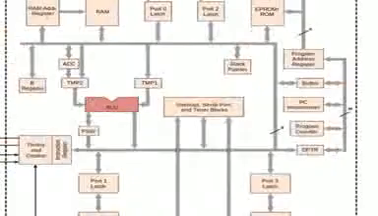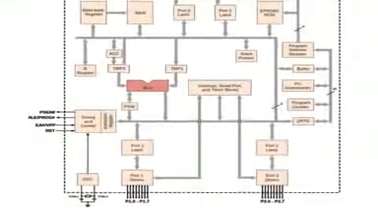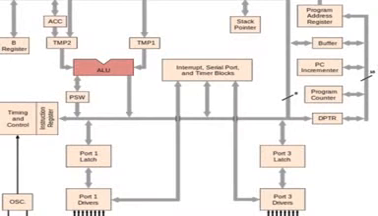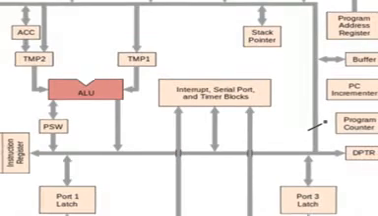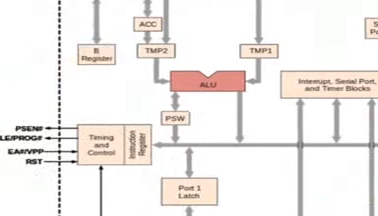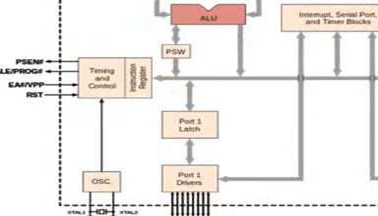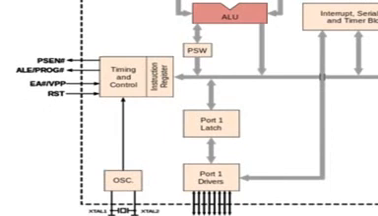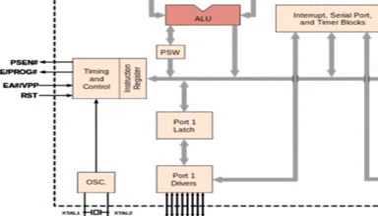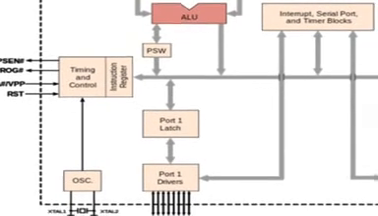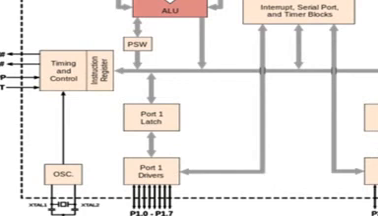Then coming to this part, here I have the interrupt, serial port and timer blocks. The timer blocks are timer 0, timer 1, and TCON. You have special function registers in this block. Next, beside this PSW you have timing and control, which is given to the oscillator. The oscillator is connected in this way. Then you have the instruction register, where all the instructions are held for decode.